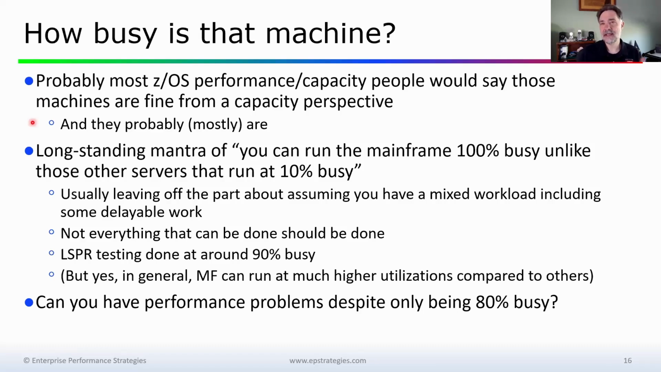There are these long-standing mantras, though, that I think are interesting because they're not necessarily always true. There's this long-standing mantra that you can run the mainframe 100% busy, unlike those other servers that only run at 10% busy. What's usually left off from that is the part about assuming that you have some sort of mixed workload and some sort of work that is okay to delay somewhat, right? The other part of that too is that not everything that can be done should be done.